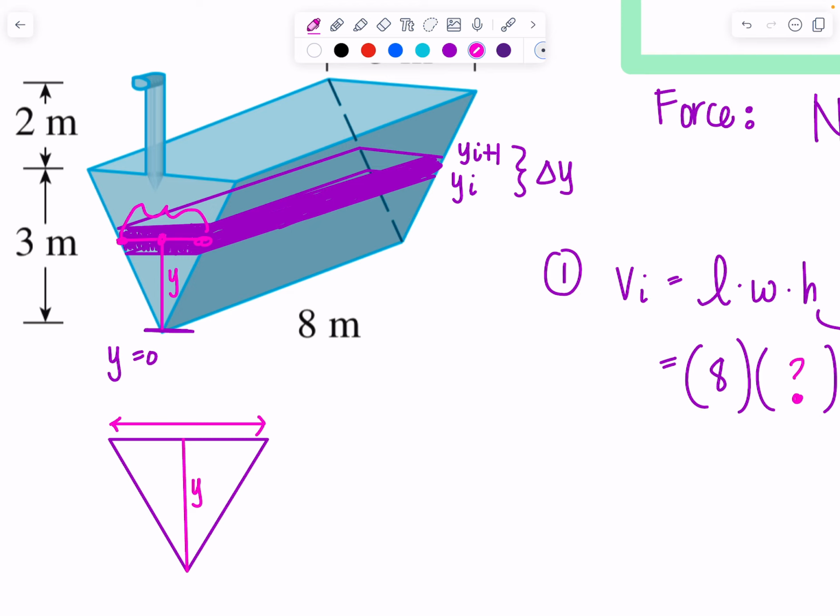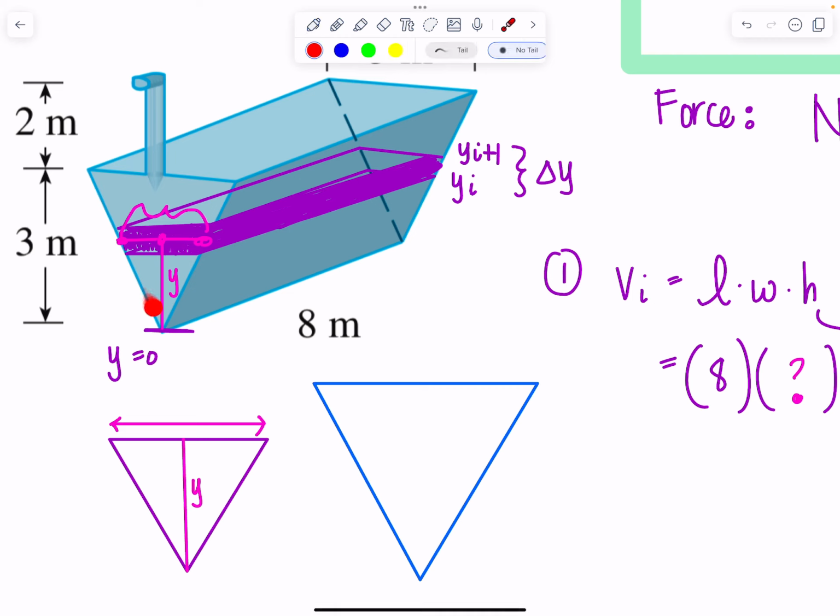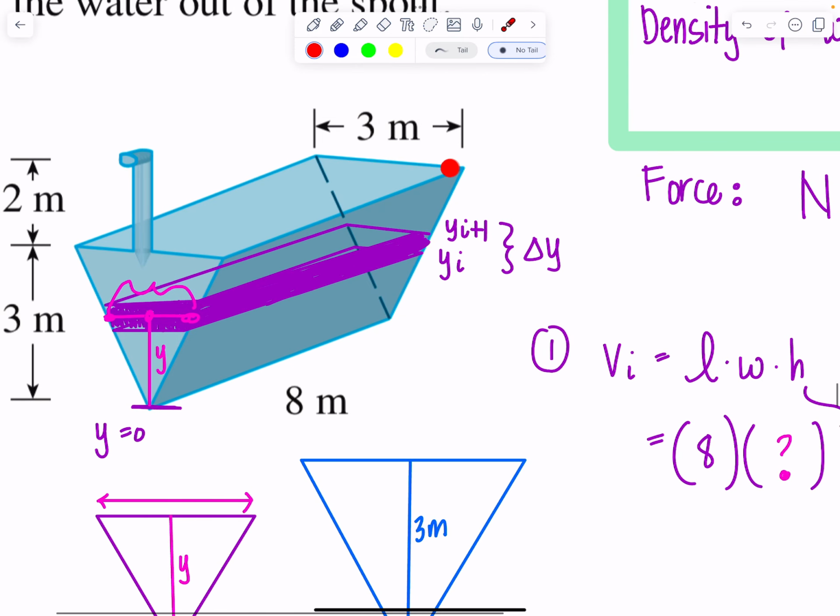Well, look at this larger triangle. Which one am I referring to? This one right here, okay? The height all the way up and down is 3 meters. And what's the width? All the way across. Did you catch it? They gave it to us so sneaky in the back of the picture. It's 3 meters across.